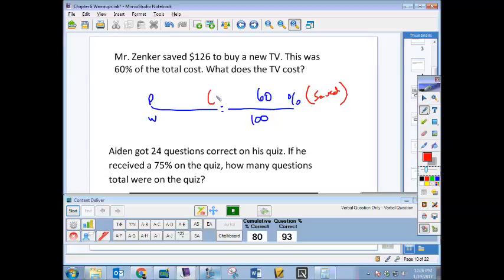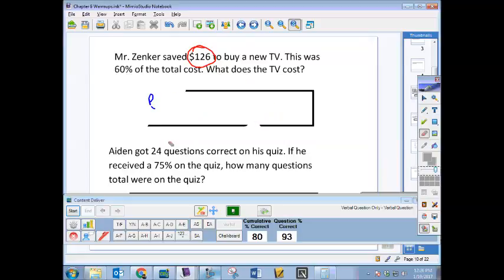So if that's the percent saved, isn't this the actual amount that's saved? And isn't this the total? So is 126 the part or the whole? Is it the amount he saved or the total amount? It's the saved amount, so there we go. We're going to cross multiply and divide. We're going to get 210. Everybody understand that? Okay.